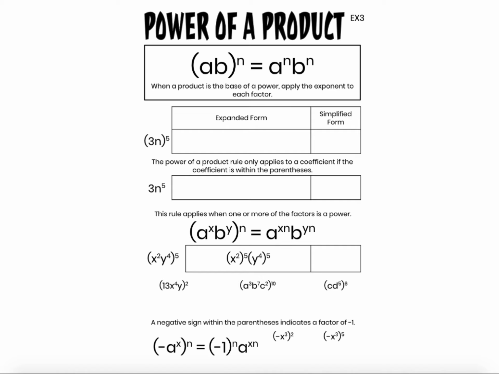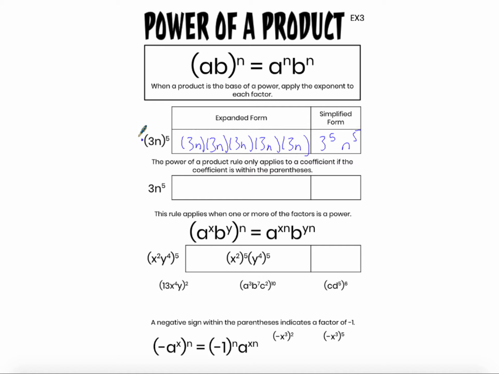When the base of a power is a product, meaning we are multiplying two or more factors together, we're just going to go ahead and apply the exponent to each factor. So for example, 3n raised to the fifth power is 3n times 3n times 3n times 3n times 3n. And you can see that we are multiplying 3 by itself 5 times, and n by itself 5 times. N times n times n times n times n.